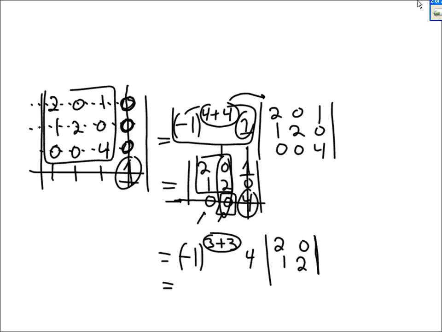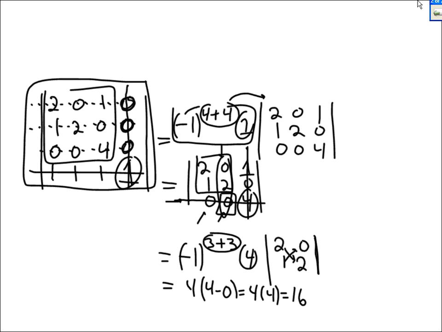This is an even number, 6. -1 to the 6 is 1. Times 4 is 4. Times the determinant, which is 4 minus 0, which is 4. 4 times 4, 16. Minus some silly error, this determinant at the very beginning equals the number 16.